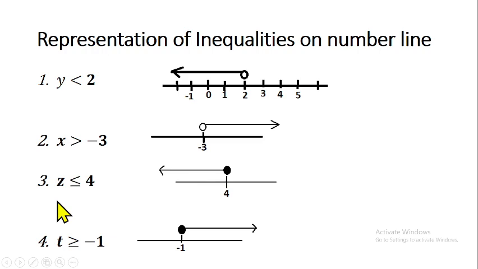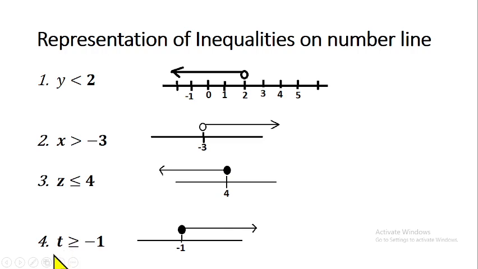We don't know yet. But this one says that the range of values of z that is less than or equal to 4, where would they be? They are here. The numbers at this side are less than or equal to 4. So that means the arrow will face this side as well.